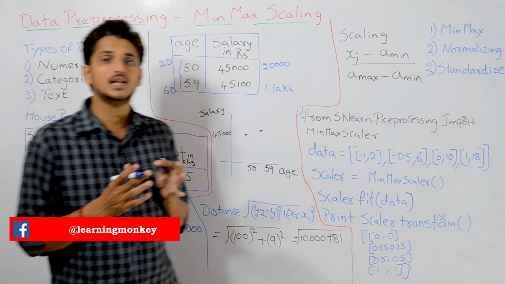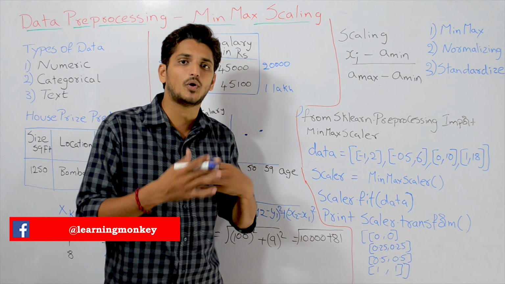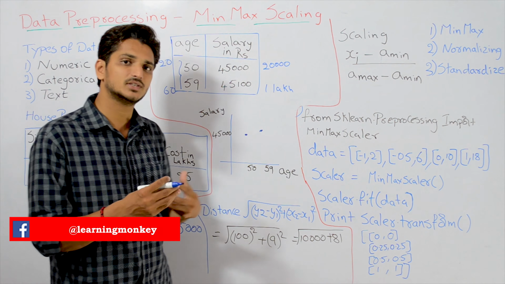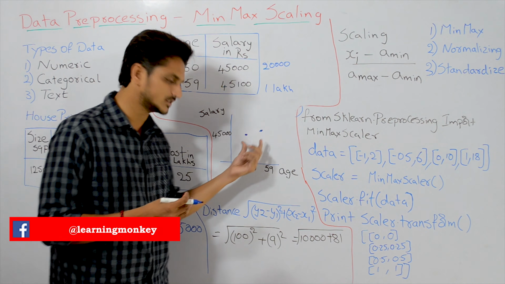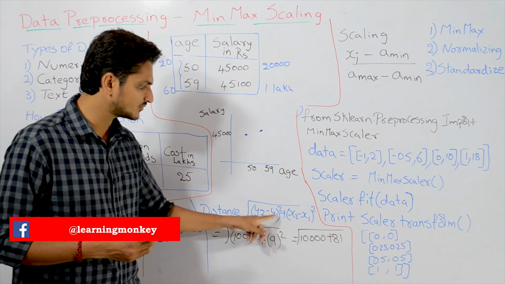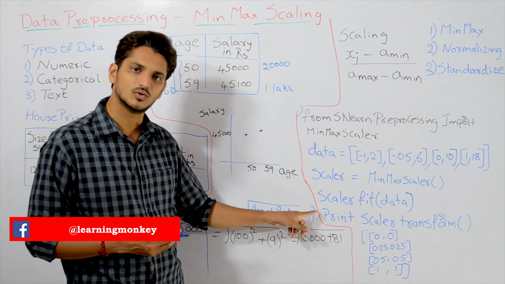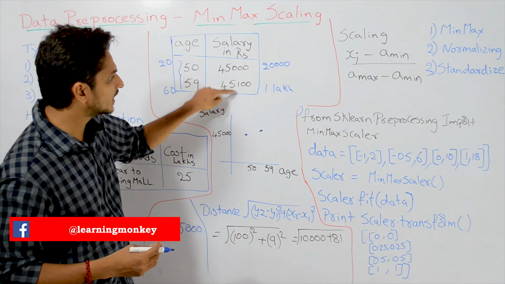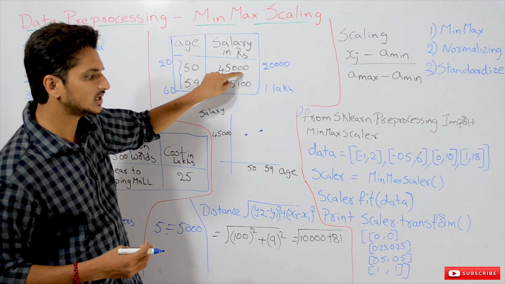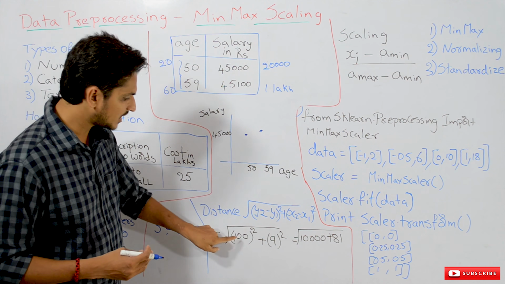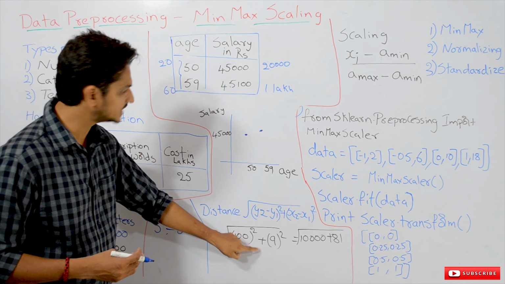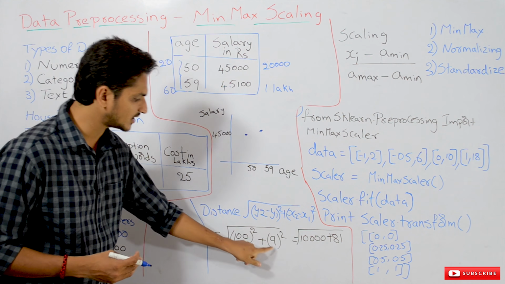If we want to calculate the distance between these 2 points, what's the equation of distance? It is square root of (y2 minus y1) whole square plus (x2 minus x1) whole square. y2 minus y1, 45,100 minus 45,000 means 100 whole square, plus 59 minus 50, which is 9 whole square.